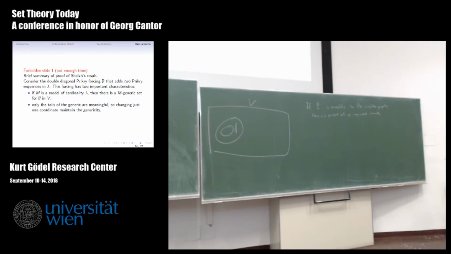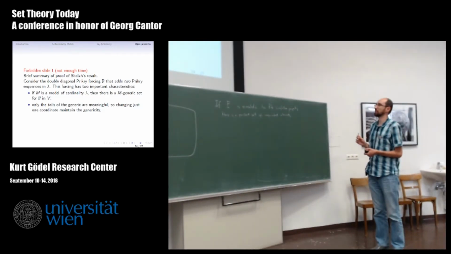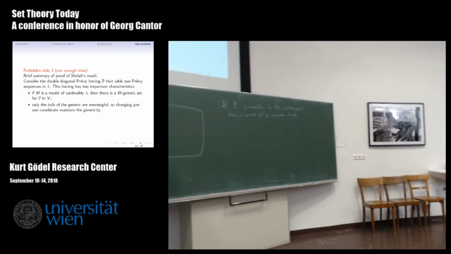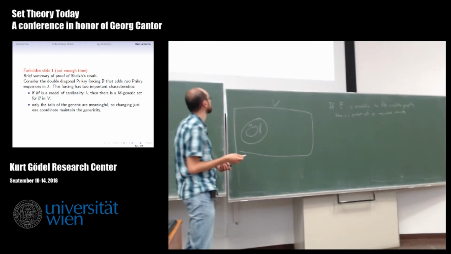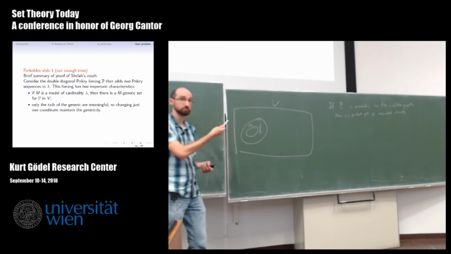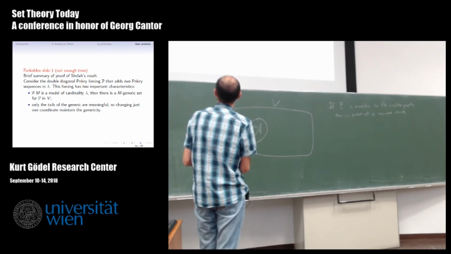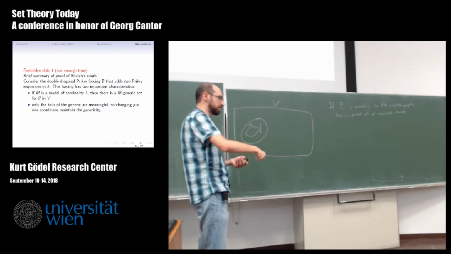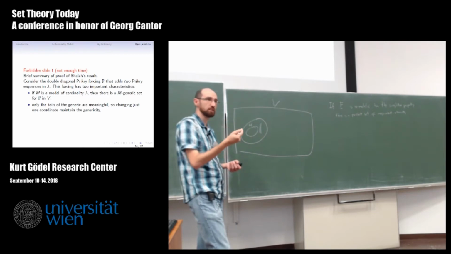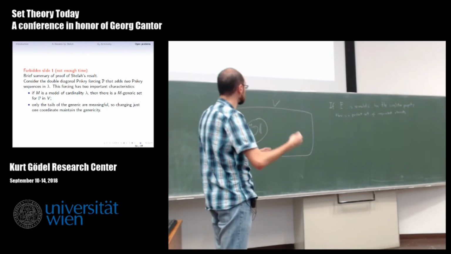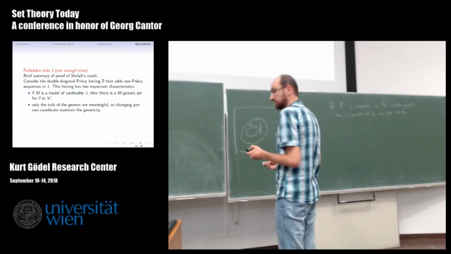Okay, so what is the point here? We are considering the double diagonal Prikry forcing that has two Prikry sequences in lambda. This forcing has two important characteristics. The first one is that if we have a model of enough set theory, and I'm not going into details here, then we can find the generics inside V. Also, only the tails of generic elements are meaningful. So if we pick a generic and change something at the beginning, it's not really a new generic, it's something that is equiconstructible.